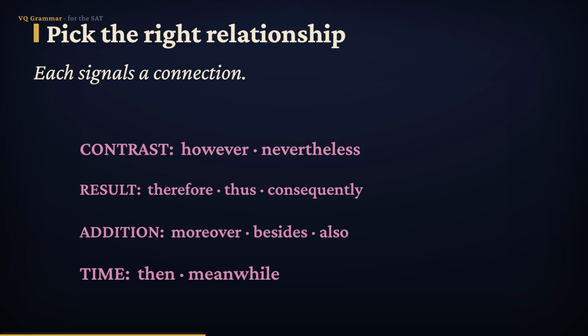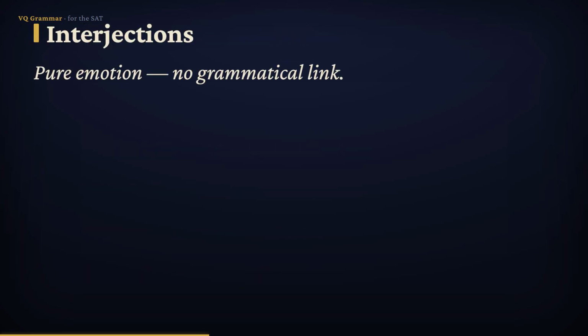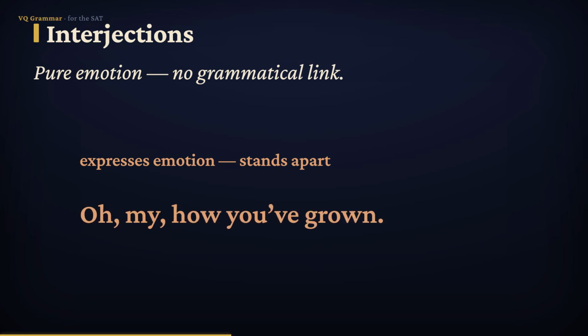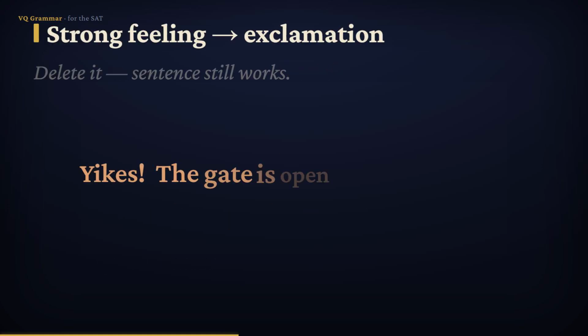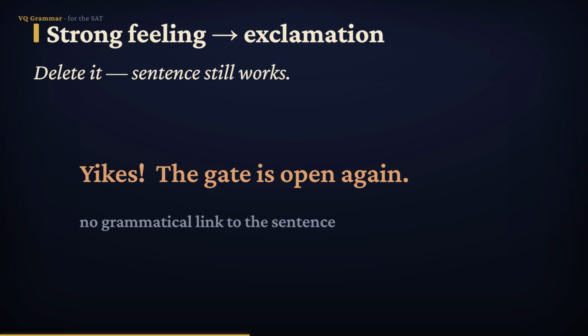or follows in time. Now the most colorful part of speech, the interjection. An interjection expresses emotion, and it has no grammatical link to the rest of the sentence. It simply bursts in. The punctuation depends on intensity. A mild interjection takes a comma. Oh my, how you've grown. A strong one takes an exclamation point. Yikes, the gate is open again. Either way, the interjection stands completely apart. You could delete it, and the sentence would still be complete.